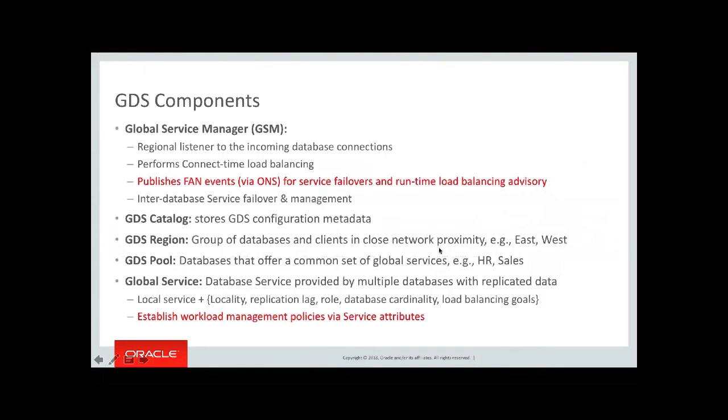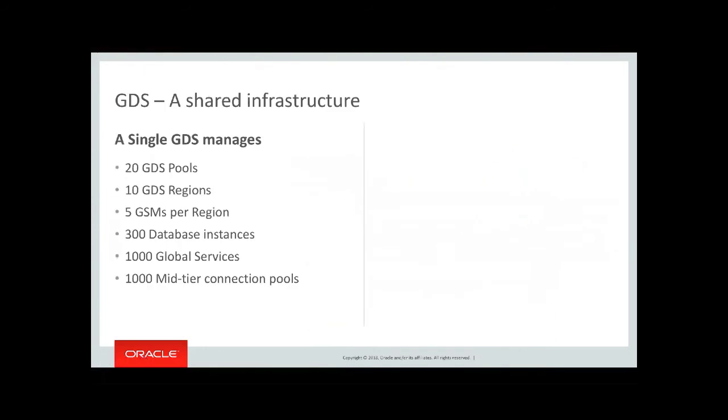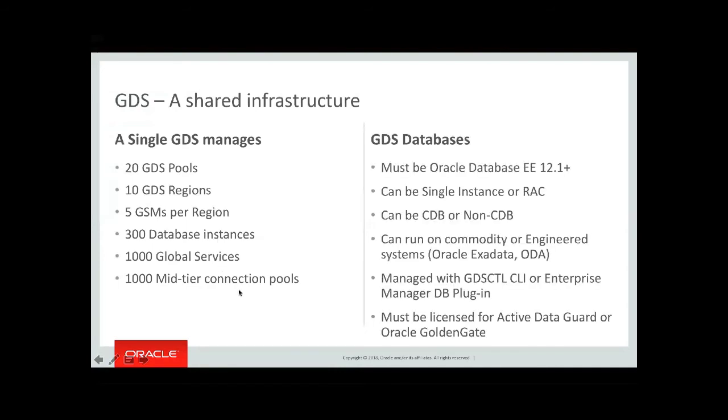Okay. Now, here are the details about what a GDS infrastructure can support. 20 pools, as I said. You can have 10 regions, 5 GSMs in each region, 300 database instances, 1,000 global services, and thousands of mid-tier connection pools. The databases in the GDS governance should be using Enterprise Edition 12.1 or greater. They could be single instance or RAC. They could be CDBs or non-CDBs. They could run on Exadata, right?